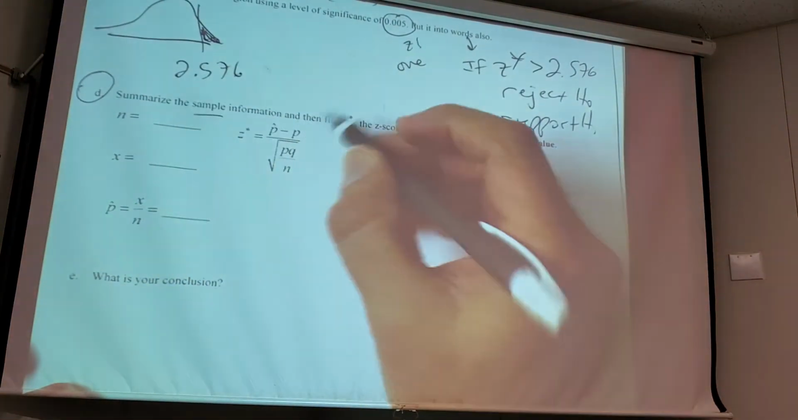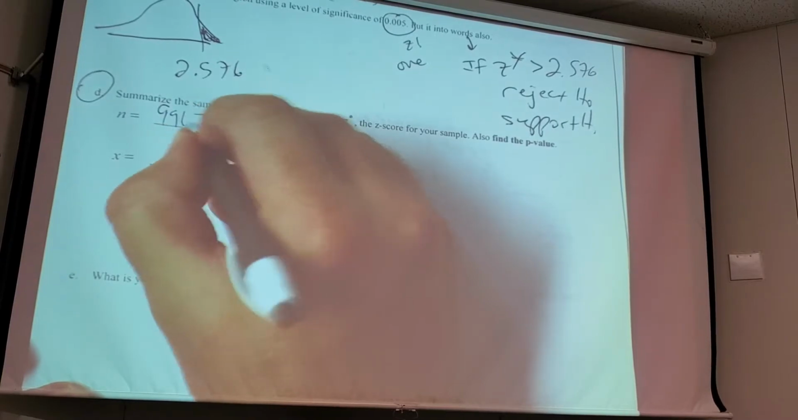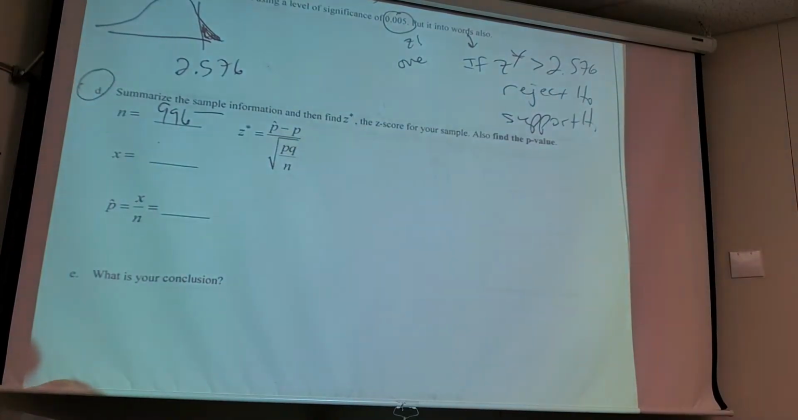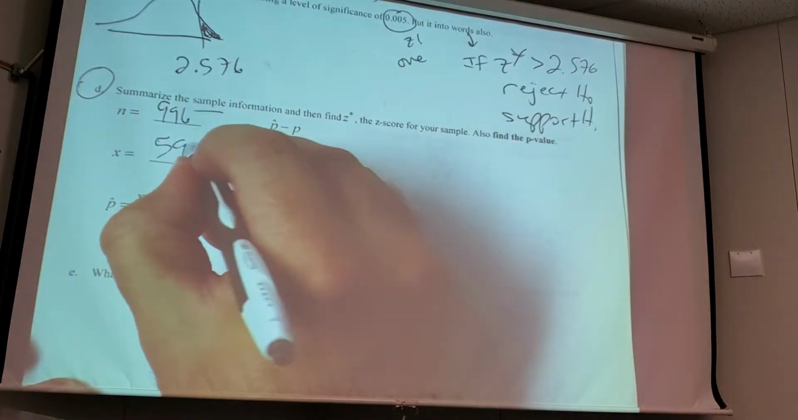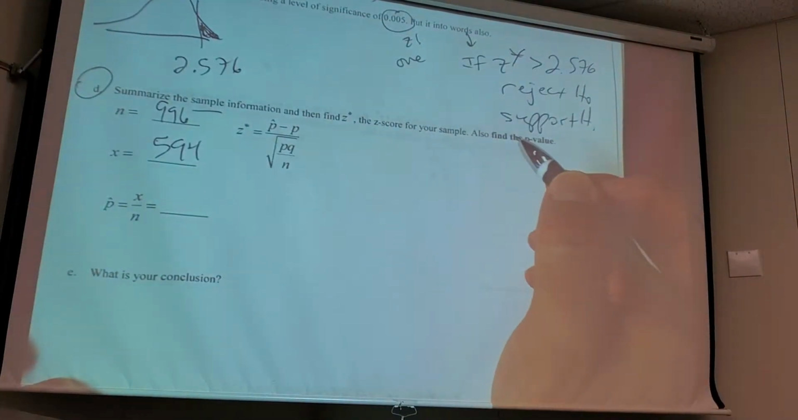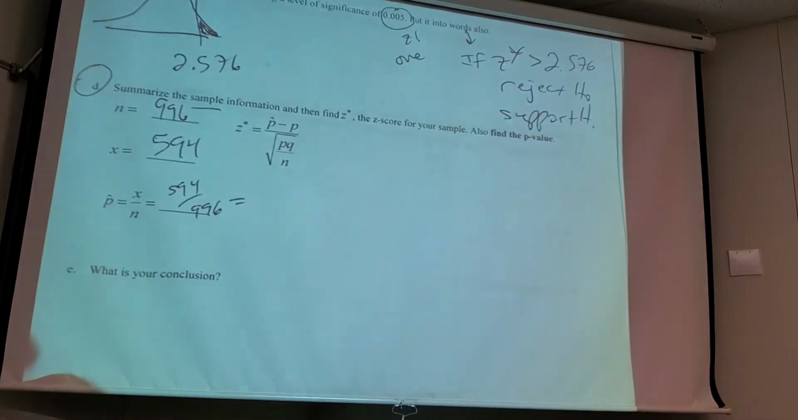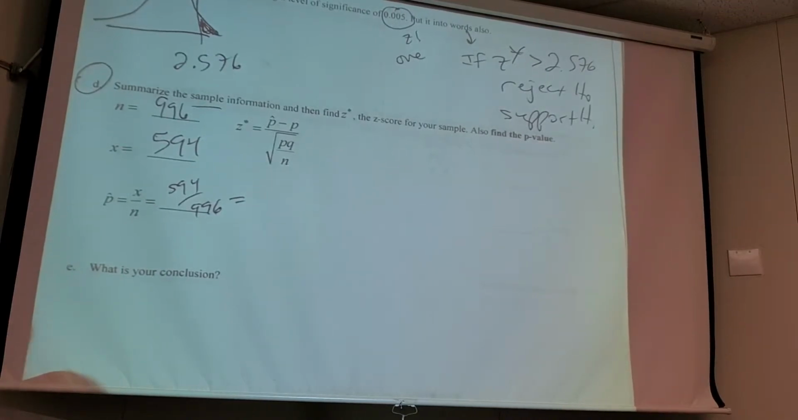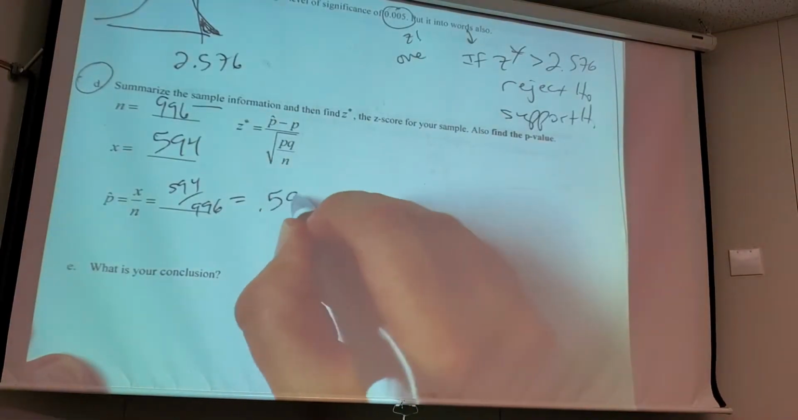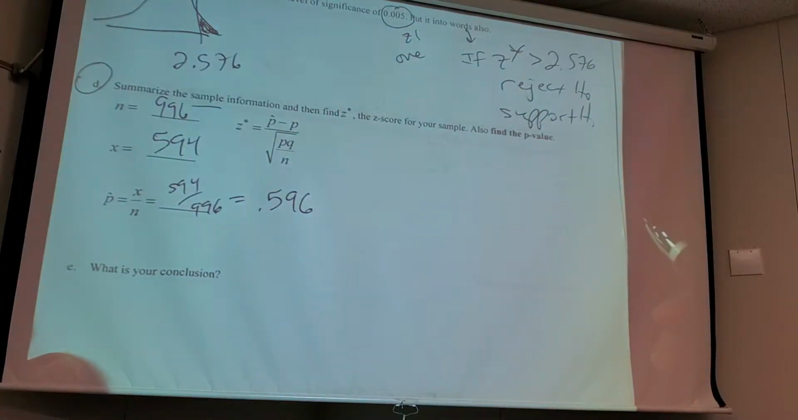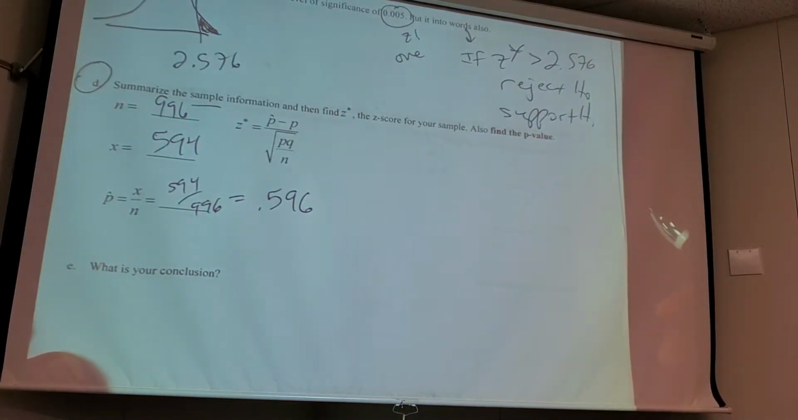All right, so now I can summarize what I know from my sample. I know n is 996. I know x is what? What's x? 594 successes. So that'd be 594 out of 996, which is 0.596. Okay.